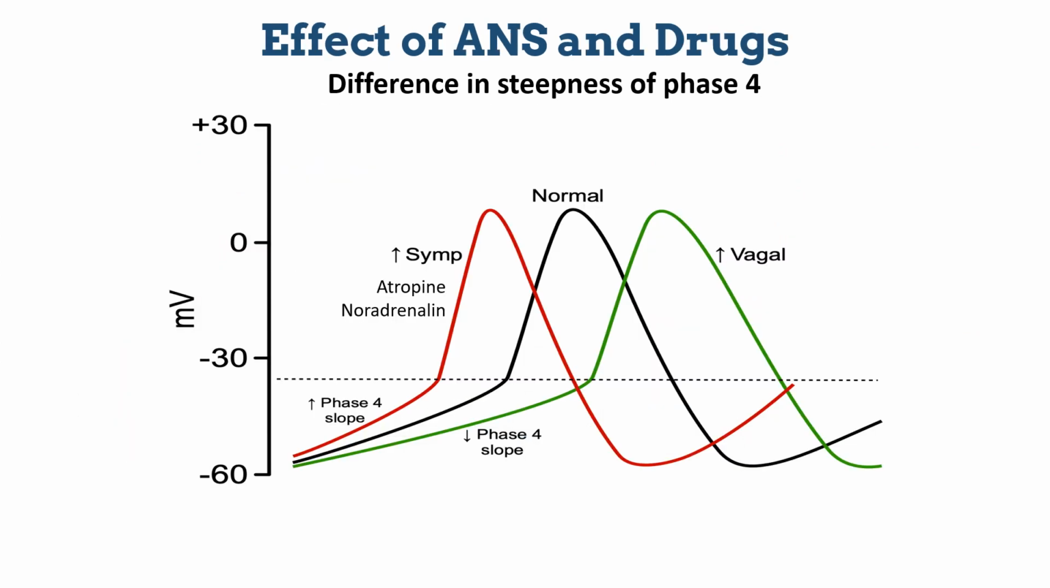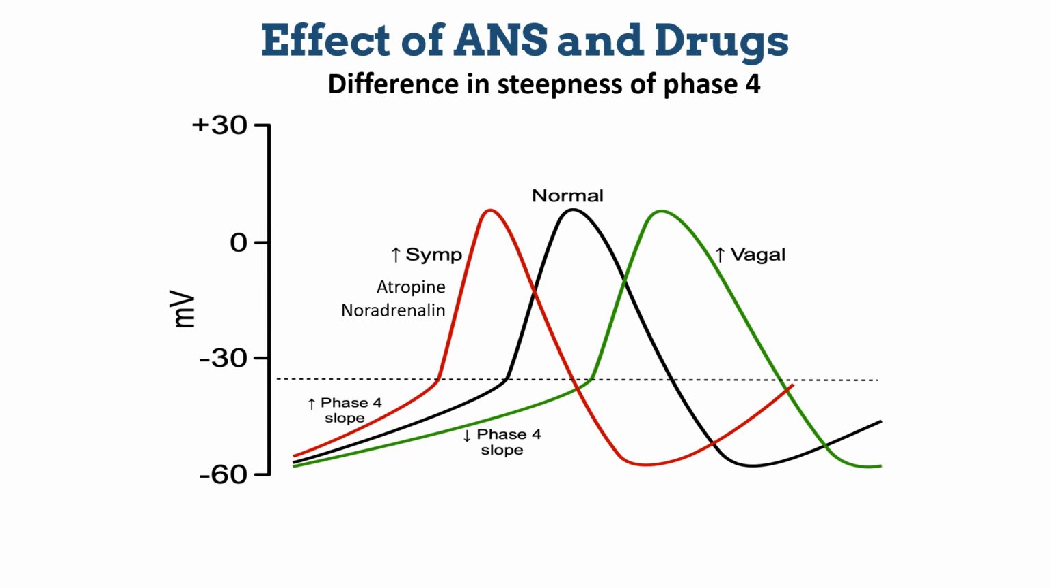Similar changes in the slope of phase 4 can be observed with modulation of the autonomic nervous system, where sympathetic beta-adrenergic stimulation steepens the slope to increase heart rate, while parasympathetic acetylcholine release flattens the slope and hyperpolarizes the membrane to produce bradycardia.